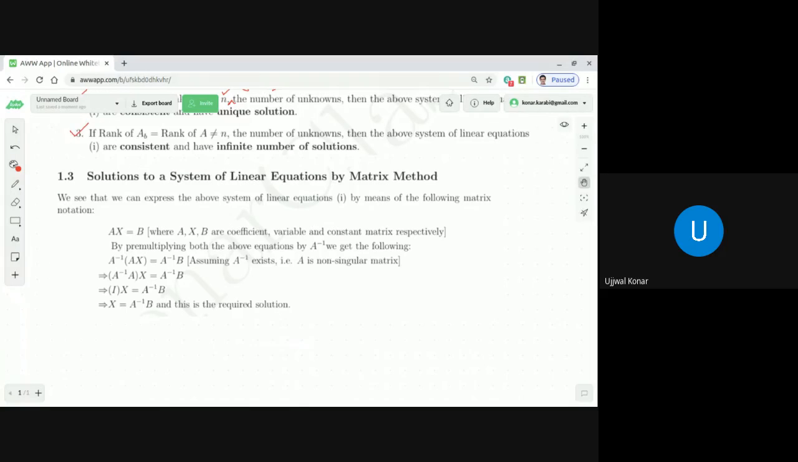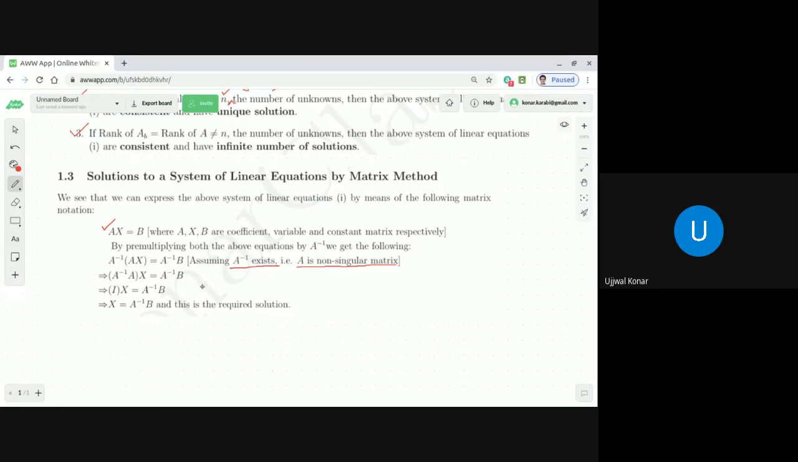Here it is. We can express the above system of linear equations by the following matrix equation, AX equal to B, where A is the coefficient matrix, X is the variable matrix, and B is the constant matrix. By pre-multiplying both sides of the equation by A inverse, what we get, dear students? We get A inverse of AX is equal to A inverse B, assuming A inverse exists. That means A is a non-singular matrix, so A inverse exists.